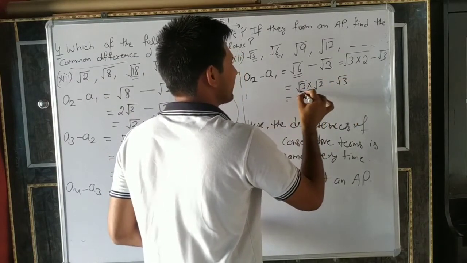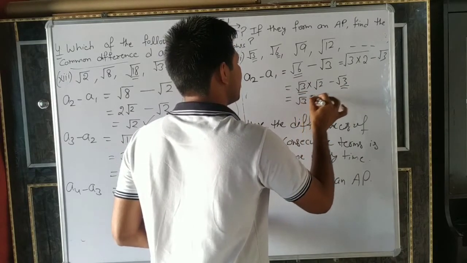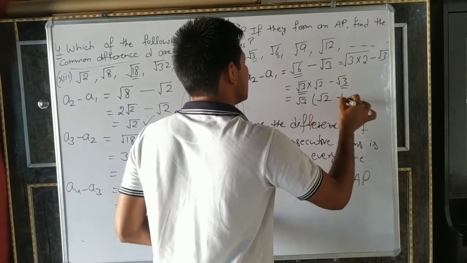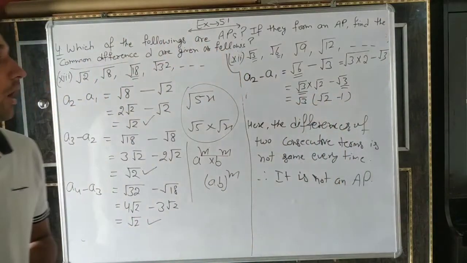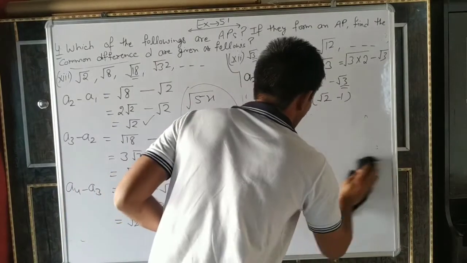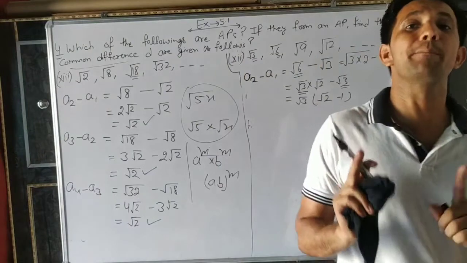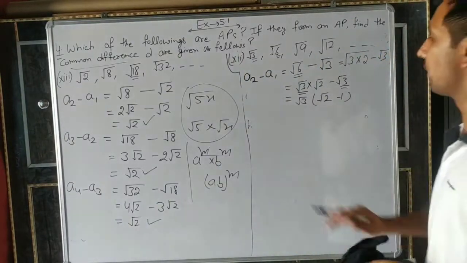What is the common difference? Root 3, root 3. Root 3 is the common difference. What remains? Root 2 minus 1. Understand here how to take common differences? Look at. Understand or not? Always, dear, we will reduce to simplest form. We will take something common.